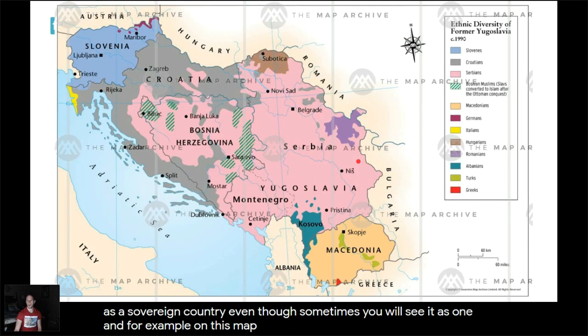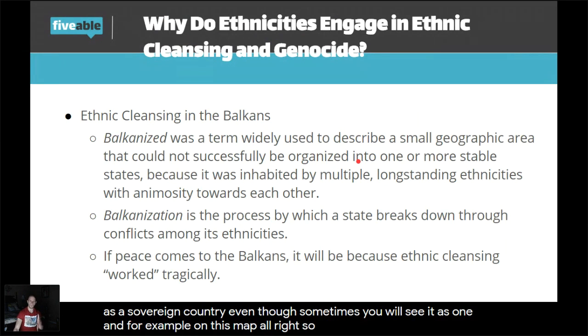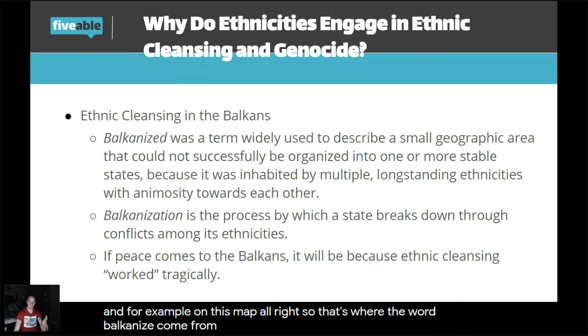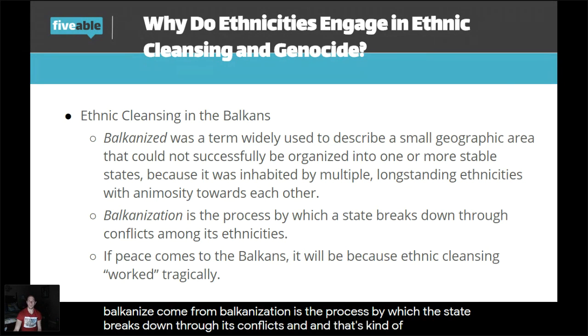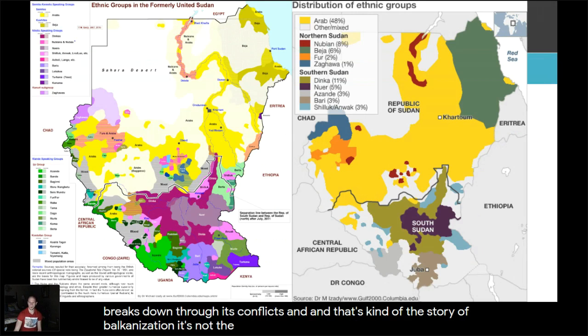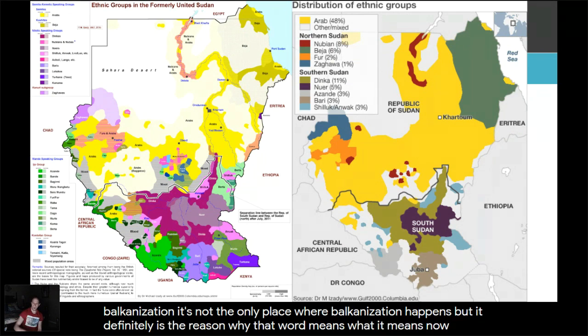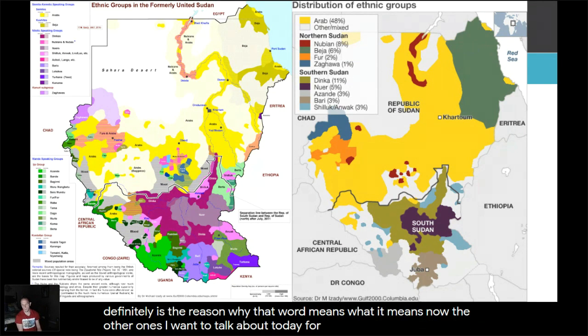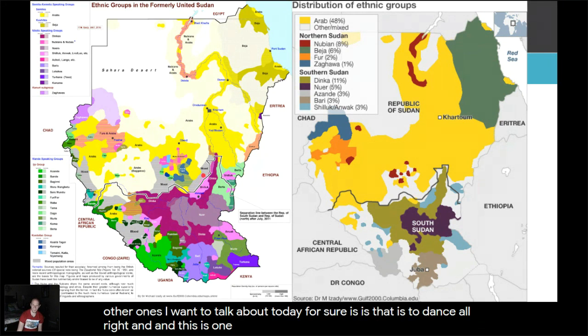All right, so that's where the word balkanize comes from. Balkanization is the process by which a state breaks down through its conflicts, and that's kind of the story of balkanization. It's not the only place where balkanization happens, but it definitely is the reason why the word means what it means. Now, the other one that I want to talk about today for sure is Sudan.